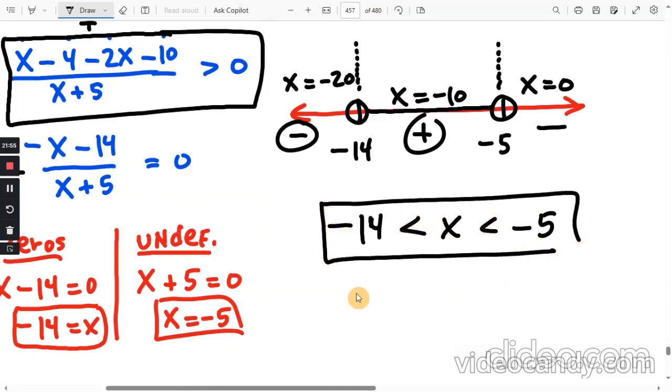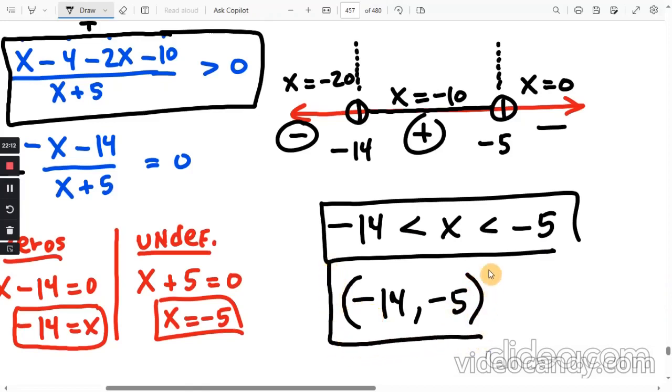In interval notation, it runs from negative 14 to negative 5. Does it include either one of these? No, it's not equal to. So in both cases, you're going to use the rounded parentheses. And that is the final answer in interval notation.